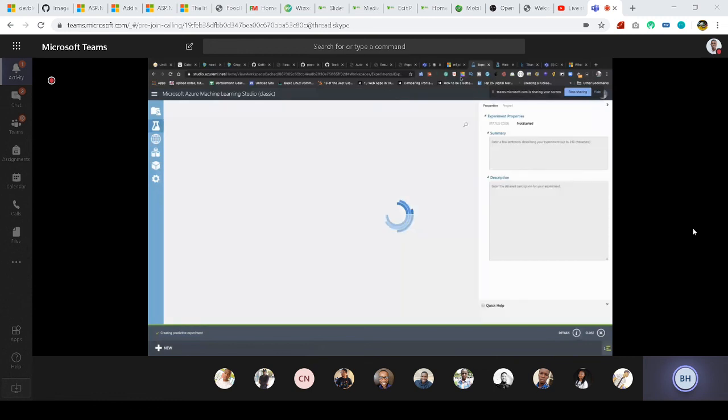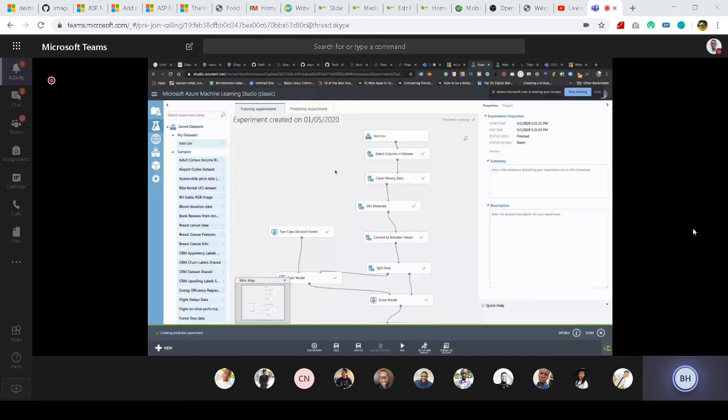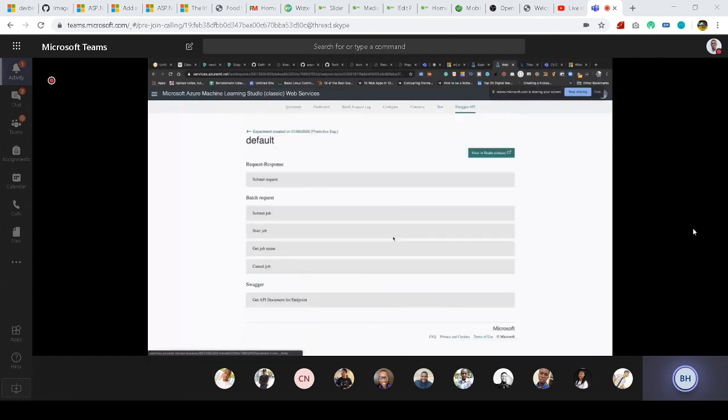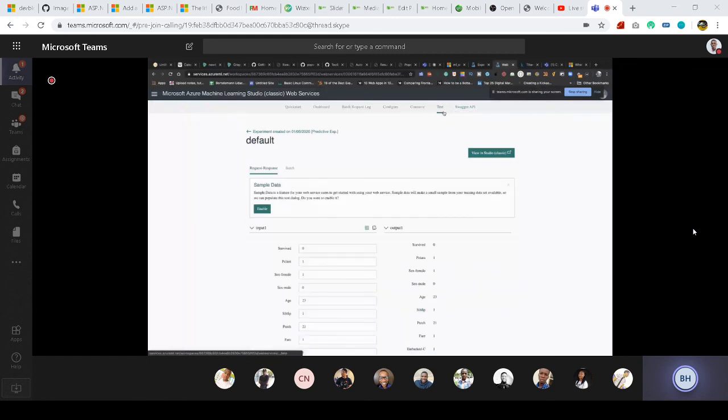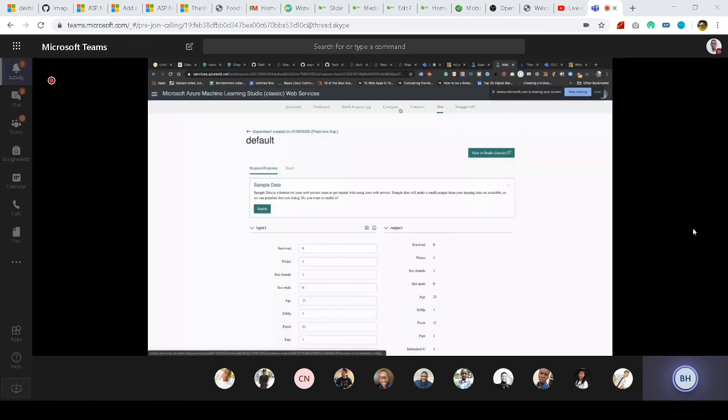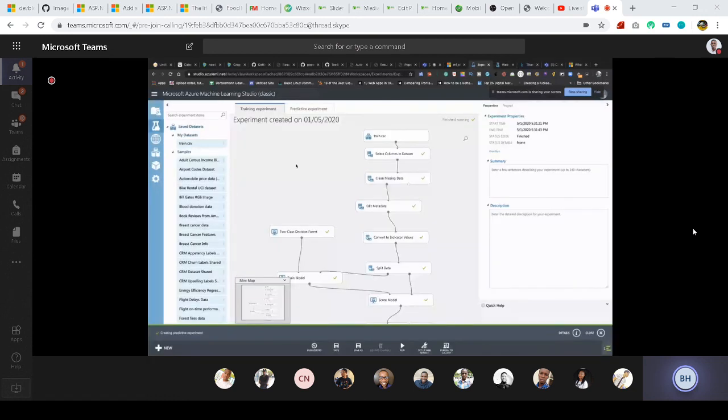But I think we've gotten an overview of the machine learning studio, how it works, and how one can build a model, test, and also deploy it as a web service and as an API. So this is more like an end-to-end process to train a machine learning model on Azure Machine Learning Studio and also deploy it as a web service.